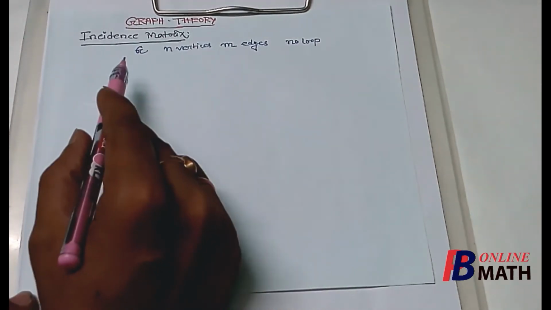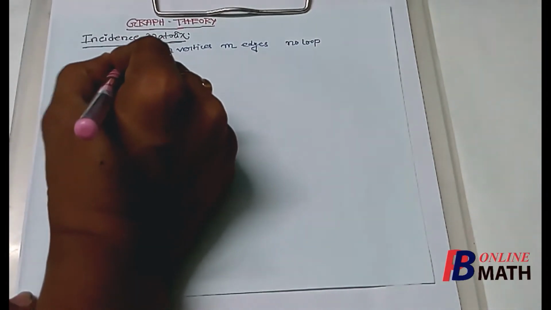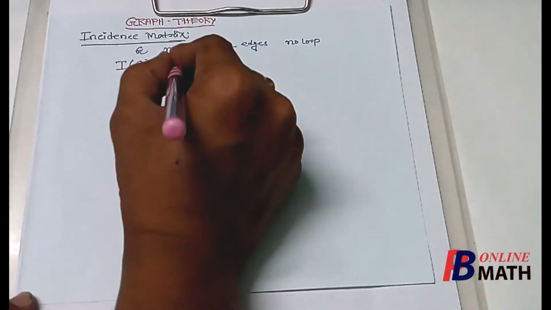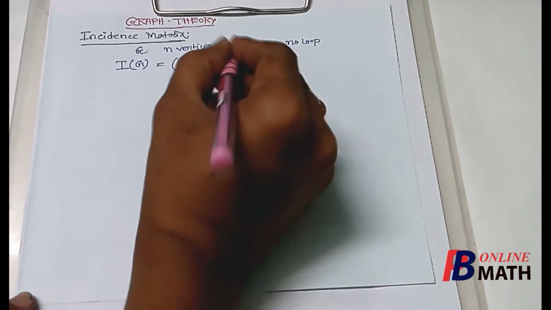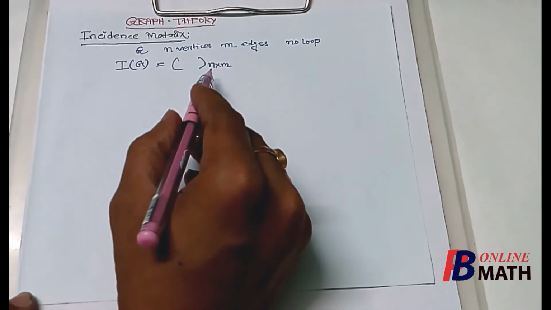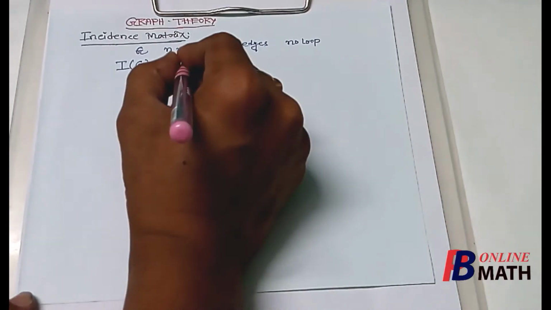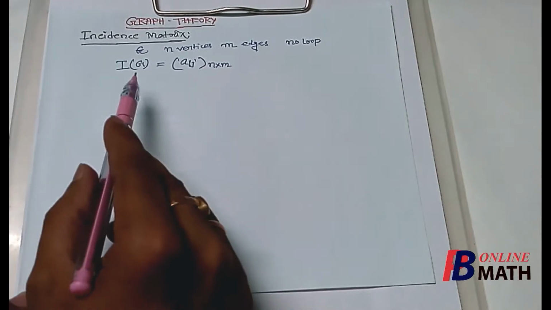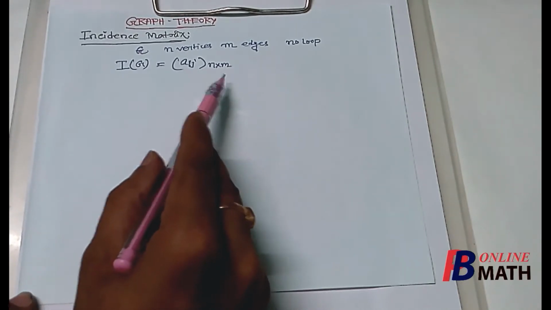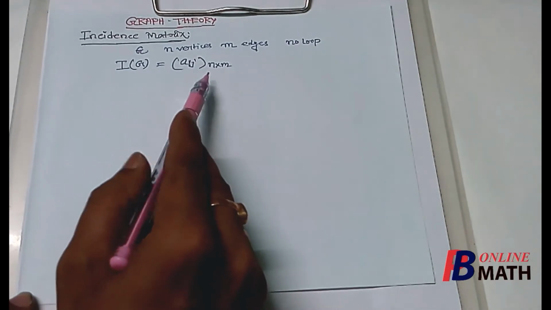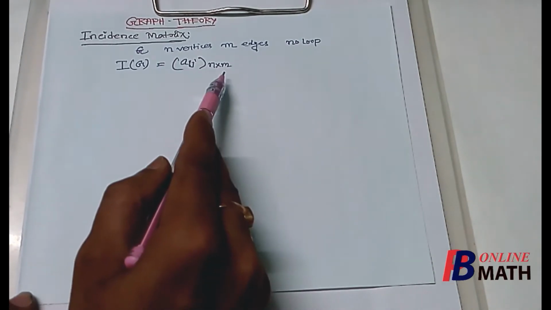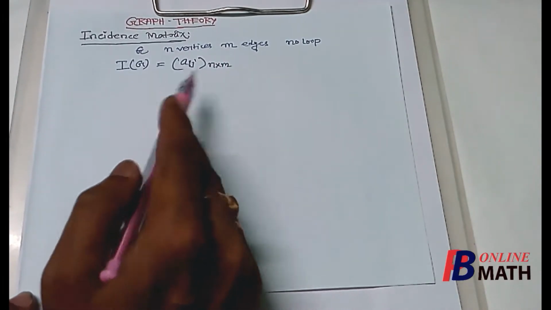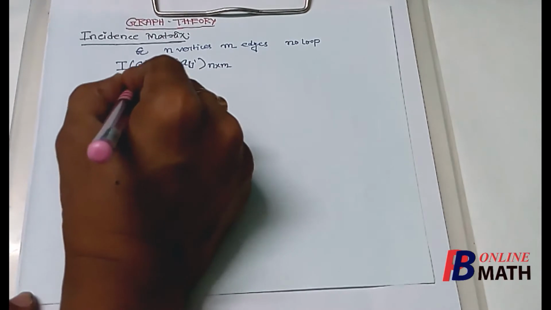Then the incidence matrix, which will be denoted by I_G. So incidence matrix of G will be an n cross m matrix. The matrix has n rows and m columns, and the elements will be denoted by Aij. N is the number of rows, which is the number of vertices, and m is the number of columns, which is the number of edges. And the elements of this matrix are defined as Aij.